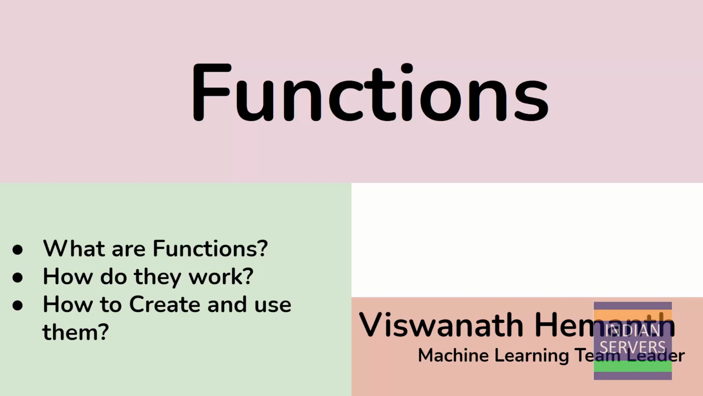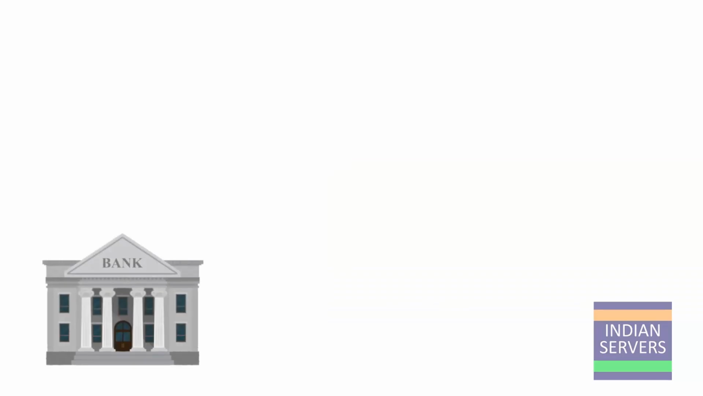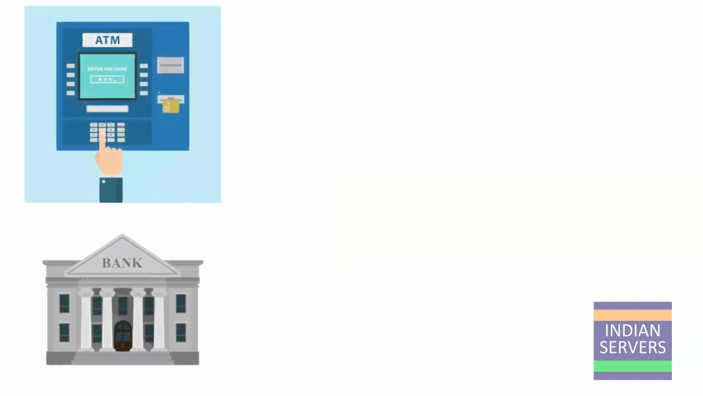Imagine that Indian Servers has decided to start a bank, and they bought a building for the bank, and they've also bought an ATM machine, and let's say they offered you a job as the software developer to program the ATM. Now let's assume the ATM is a basic one which can only perform two operations. Number one, showing account balance. Number two, withdrawing money. So how would you do that?